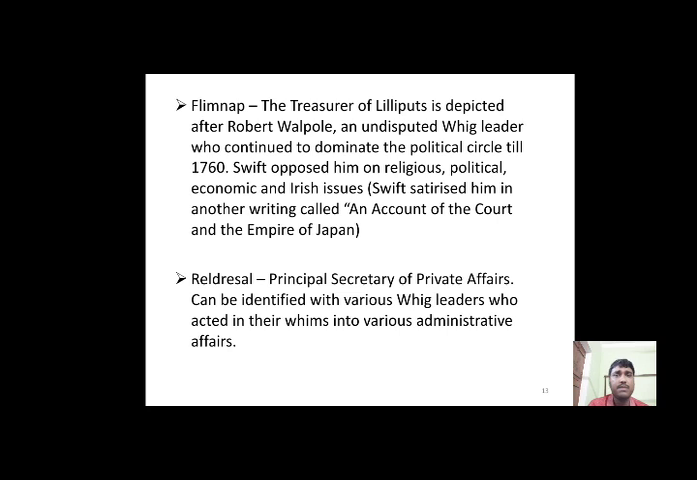Now, these two persons, Flimnap and Reldresal, along with other persons, are referred to in the narrative. For example, you will find reference to the Duke of Marlborough. He was a Tory leader. Duke of Marlborough was a real character. Flimnap and Reldresal are fictitious characters. As a Tory leader, he was a supporter of monarchy. But he betrayed James II during the Glorious Revolution. His sympathy towards Princess Anne, who became Queen Anne, was very well known. He served as Captain General in the War of Spanish Succession, and he died in 1722.